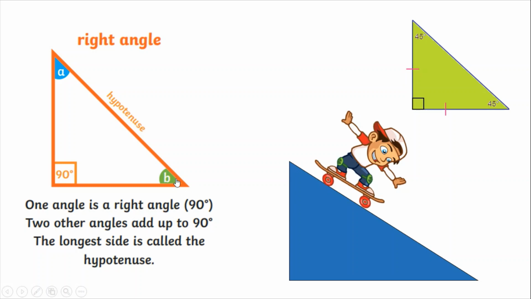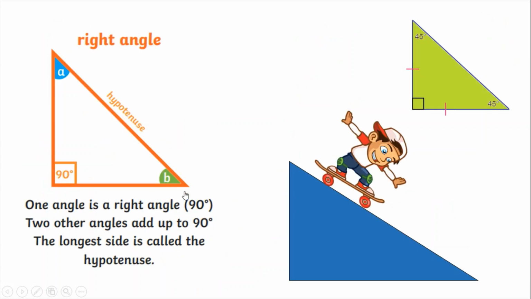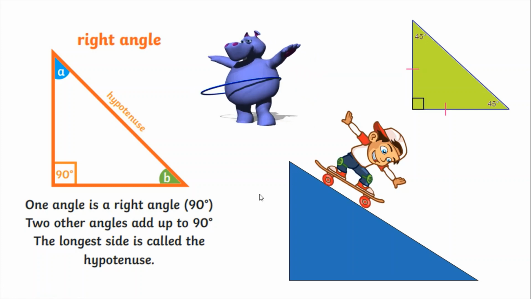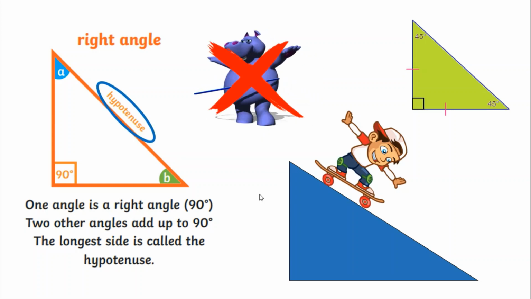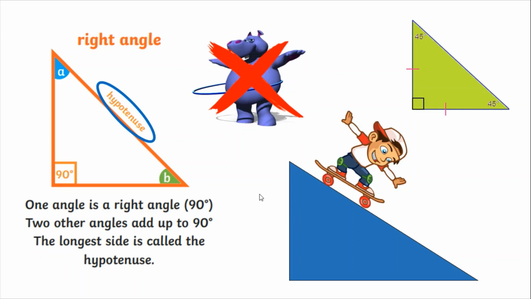The longest side on a right angle triangle here is called the hypotenuse. Hypotenuse. That's a very posh maths word you can impress people with. You can say, oh, look, that triangle has a hypotenuse. Now, that doesn't mean a hippo. No, not a hippo. A hypotenuse. Very cool word for you to impress people with. No dancing hippos, please.